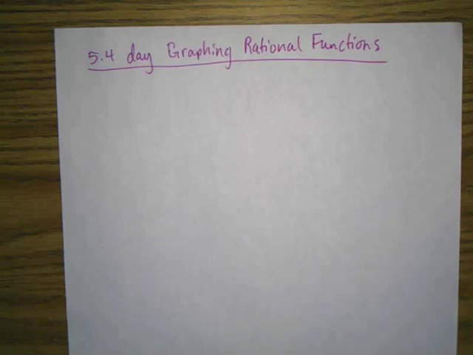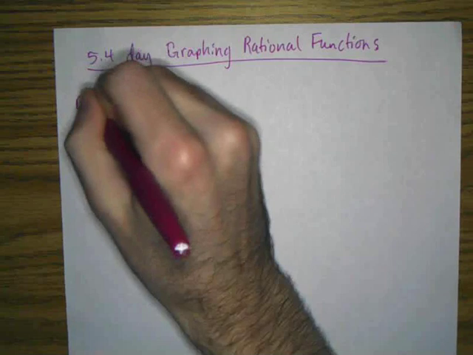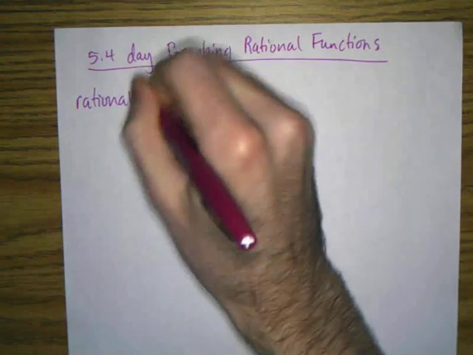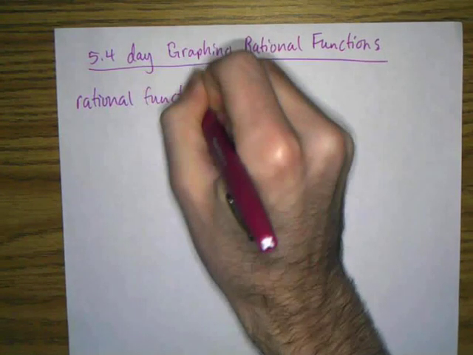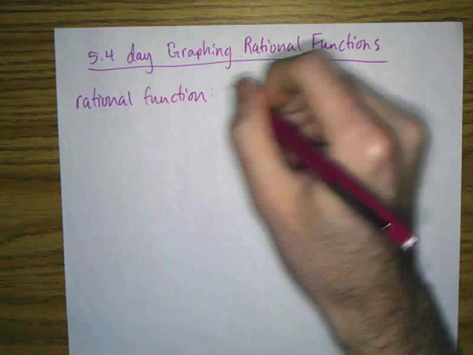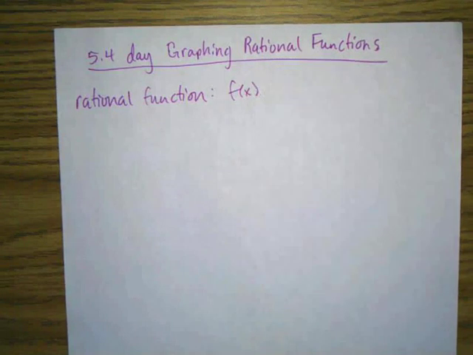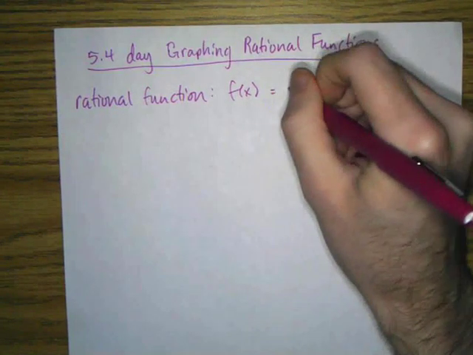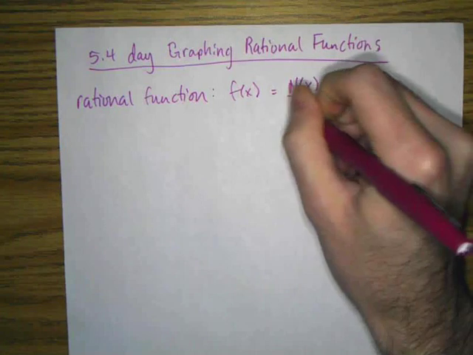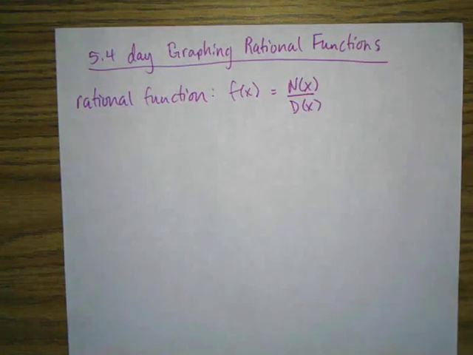So to start with, let's just recall what a rational function is. A rational function is just a function, we'll call it f of x, that has two polynomials in it. So we could say n of x over d of x.